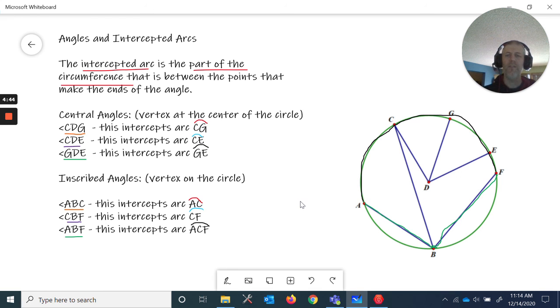Hopefully this helps you identify central angles, inscribed angles, and the arcs that they intercept. And that will help you in the next video you watch on making those calculations.